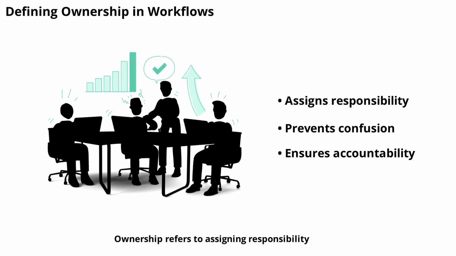Ownership refers to assigning responsibility for each step in your workflow. Clear ownership ensures that tasks are completed on time and that everyone knows who to turn to for questions or approvals. In marketing automation, ownership can be assigned to individuals or teams, depending on the complexity of the task. For example, a content writer may own the drafting stage, while a manager owns the approval. Defining ownership upfront helps avoid confusion and keeps your workflow moving efficiently.